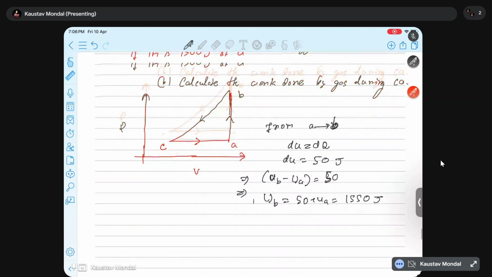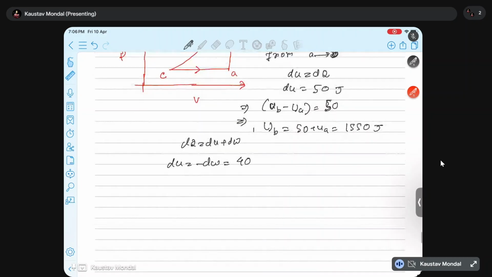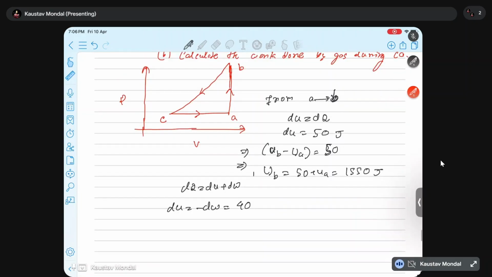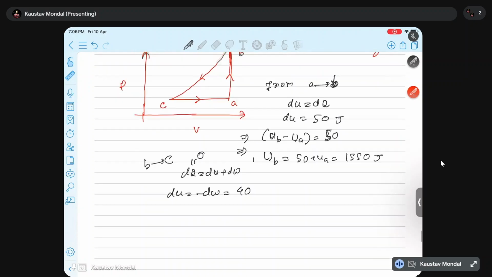So from B to C, dQ is equal to dU plus dW, right? So here dW is minus 40 joules. So dU equals minus dW, so minus dW is 40 joules. This will become plus 40, right? So from B to C it's happening. This dQ is 0 from B to C, since it's an adiabatic process.